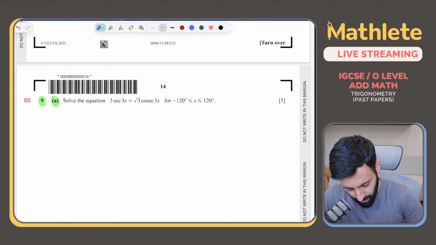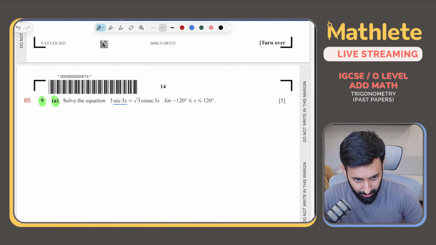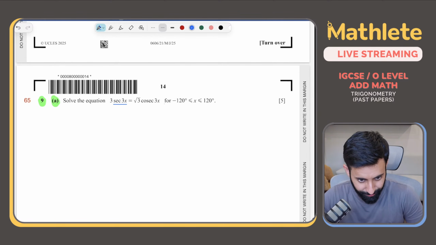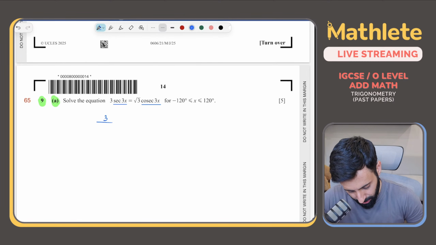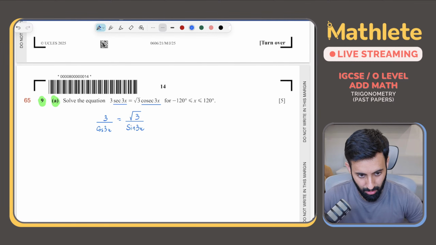Anyway, the problem is that we have sec and we have cosec. What is sec equal to? Sec is equal to 1 upon cos. So we're going to write this as 3 upon cos 3x. And what is cosec equal to? Cosec is equal to 1 upon sine. So this becomes root 3 upon sine 3x.